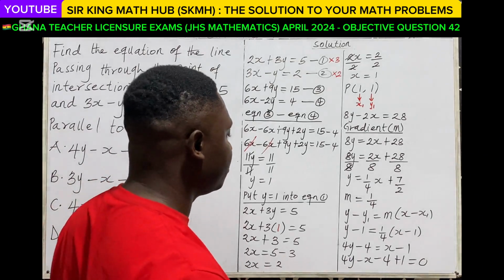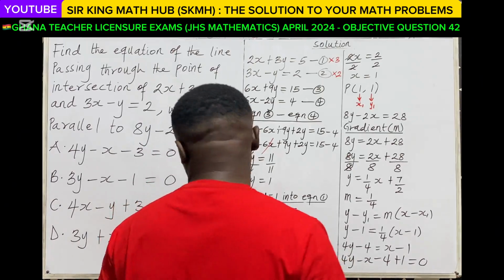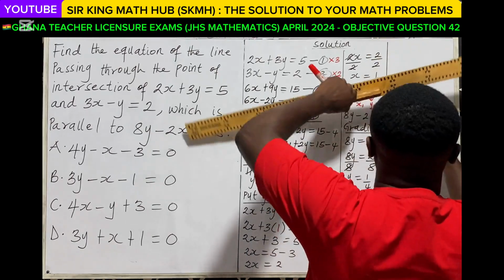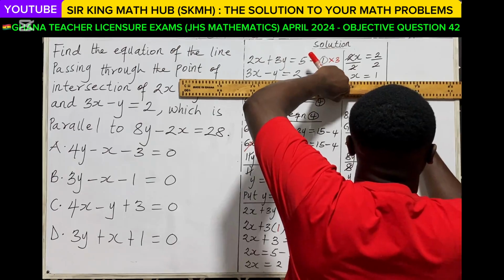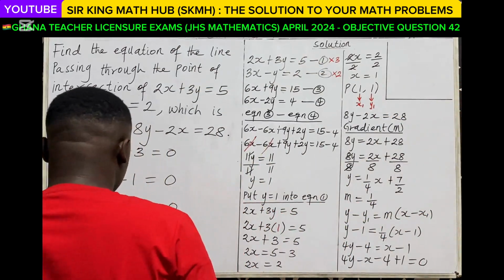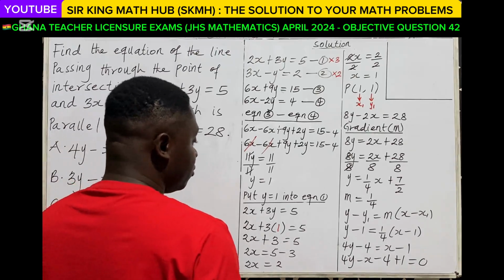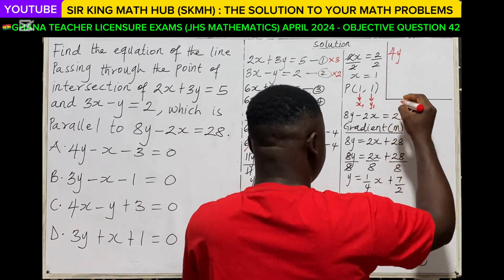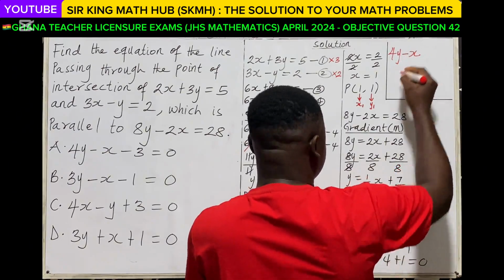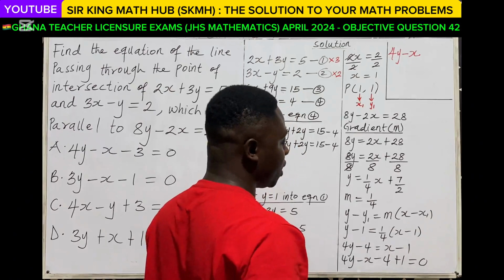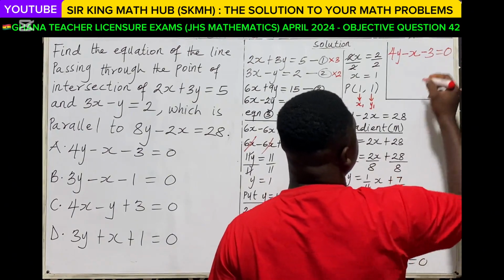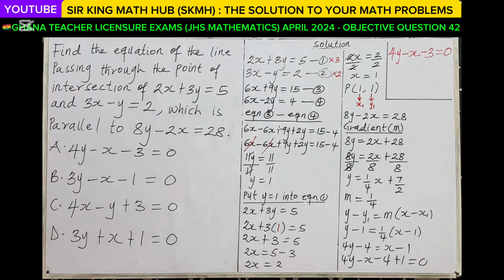So now let's simplify. So we have 4y minus x and then minus 4 plus 1. So that will be minus 3. And this must be equal to 0. So that is the equation of the line we are looking for.